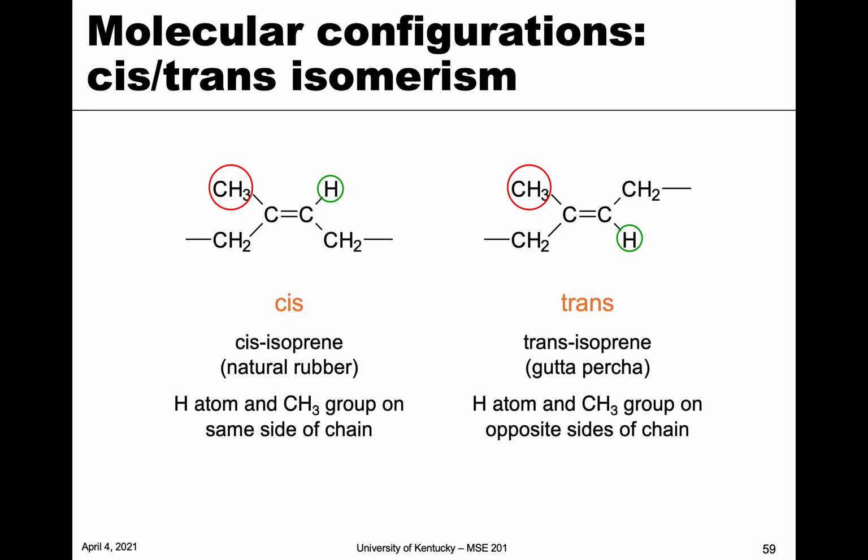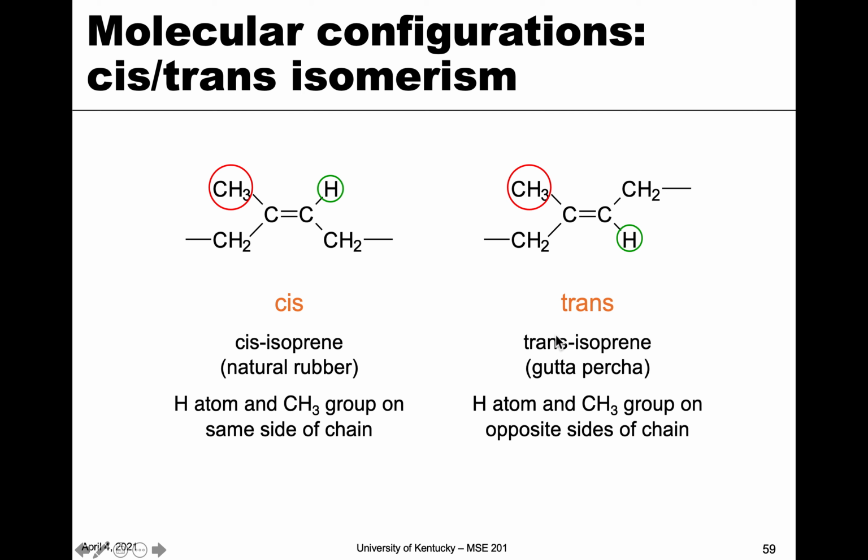Also, in terms of configuration, we can also look at cis and trans isomerism. And so this is where we're looking at specific groups and what side of the chain they're on. A good example of this is natural rubber, which is cis isoprene. In this case, we have a carbon double bond. We have a CH3 group and a hydrogen group, and they're both on the same side. So it's cis. Same side, cis.